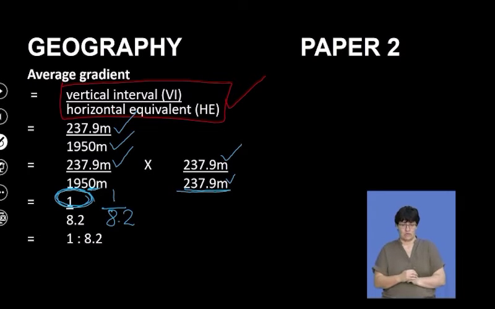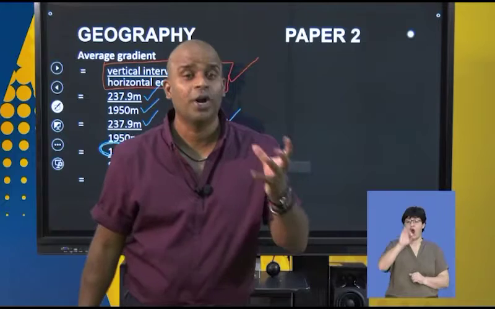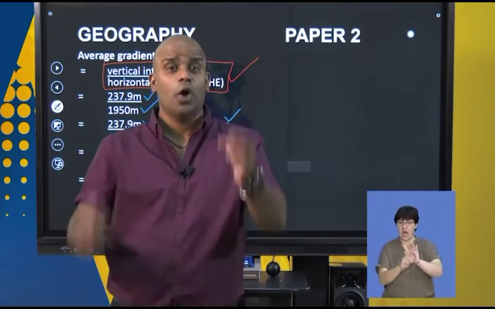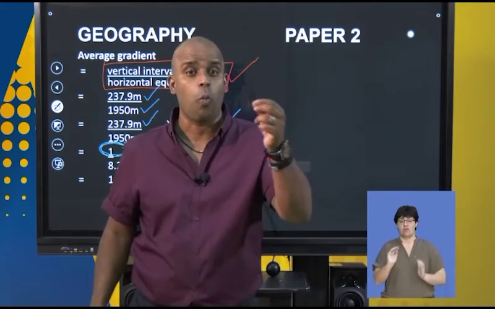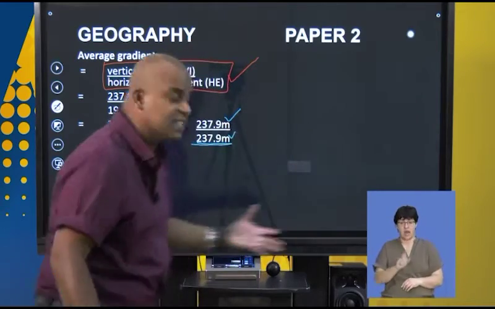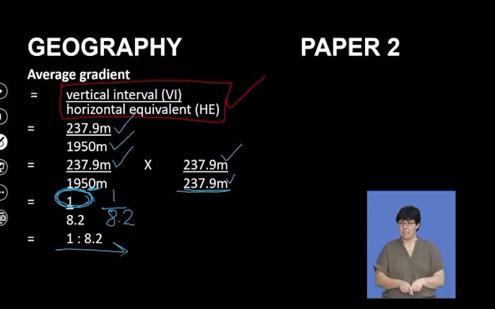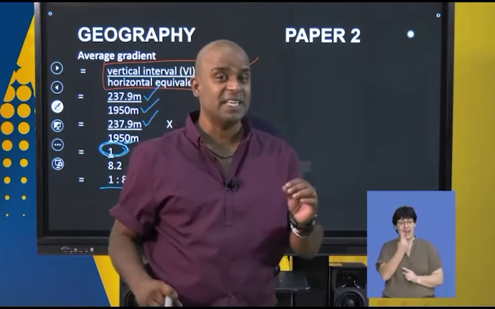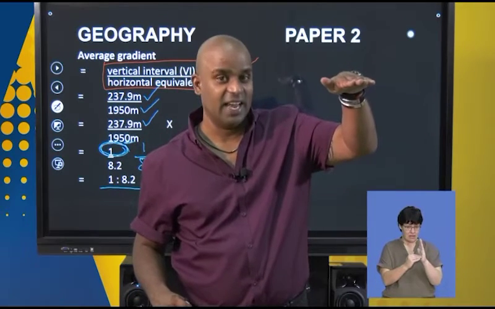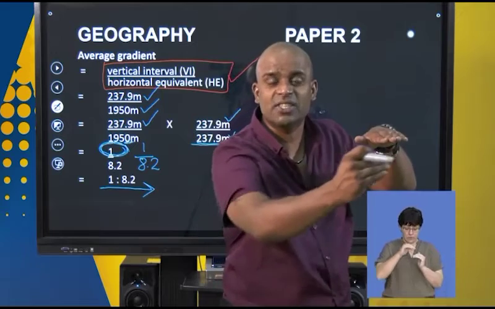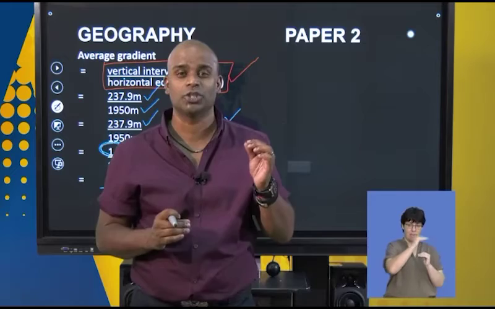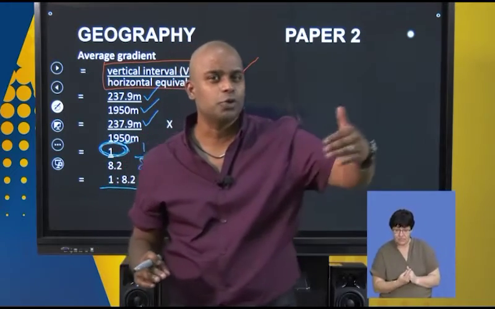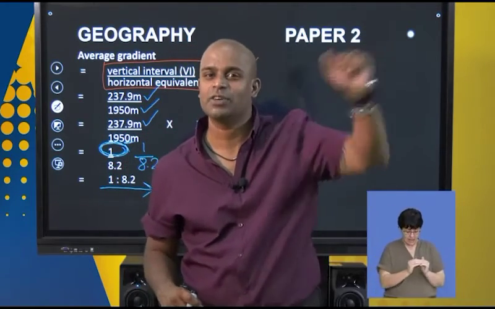Now this is what we call an RF scale, or a representative fraction scale. When we have a fraction scale, we can express it as a ratio. 1 over 8.2 is the same as 1 is to 8.2. What does this mean? For every 1 meter in height, I must walk a distance of 8.2 meters for the gradient to increase as much. Do we get that? 8.2 meters for a height increase of 1 meter.